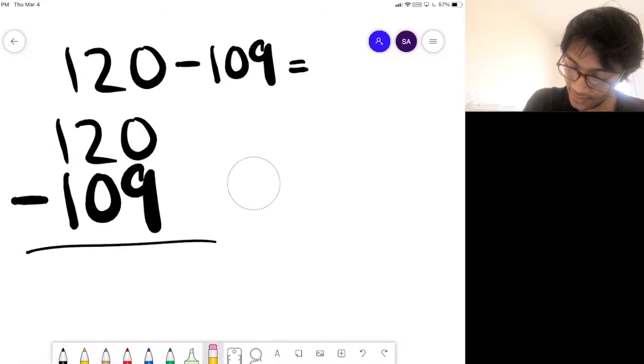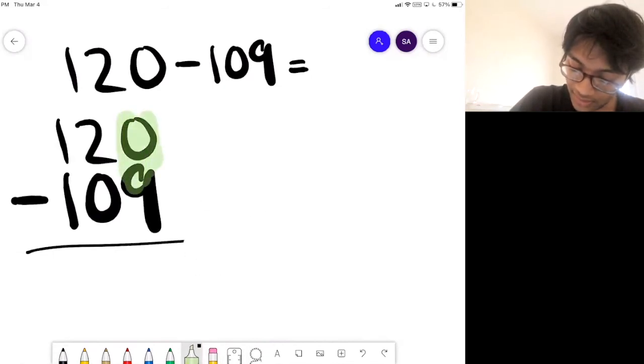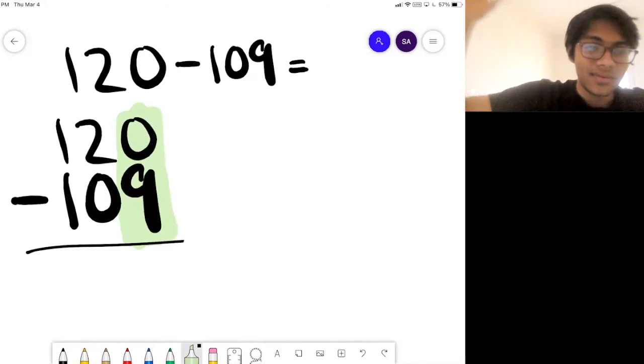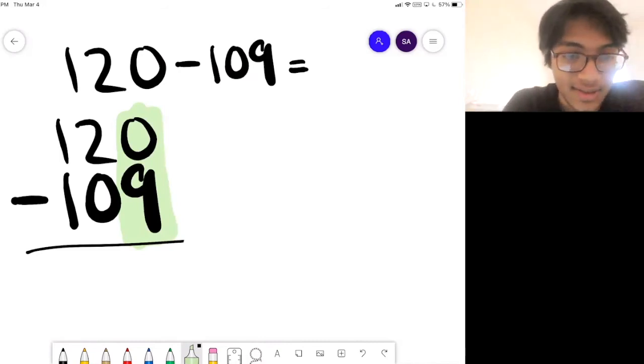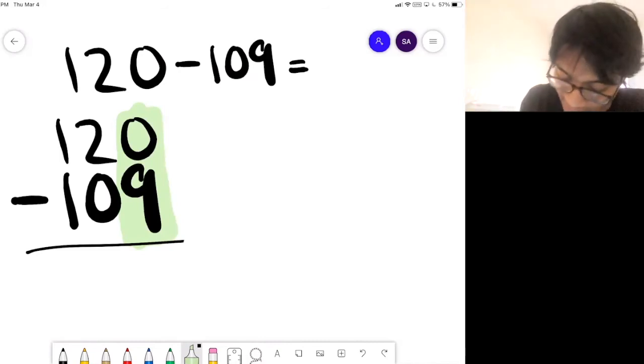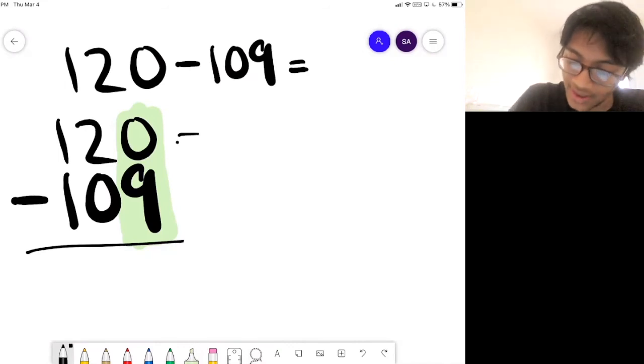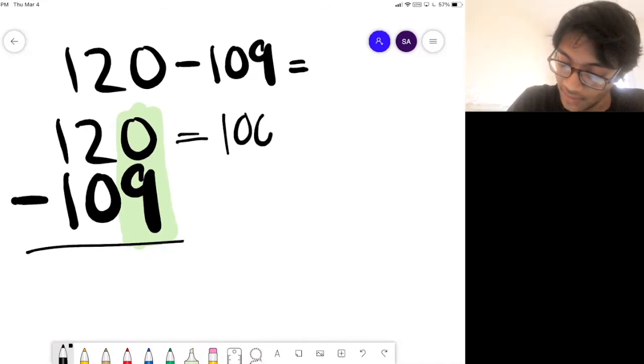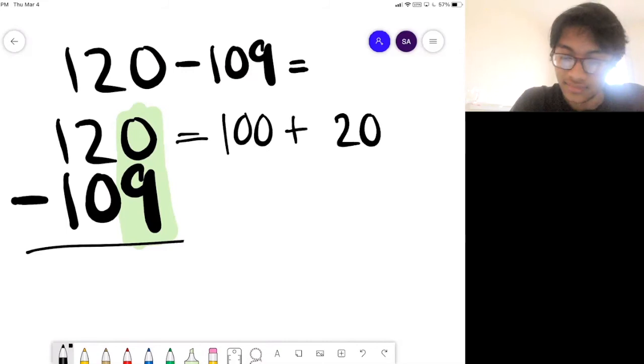erase anything I don't need. Look at my first column, and what do I have here? I have 0 minus 9. How can I do 0 minus 9? Oh no, I'm going crazy. But I'm not, I gotta expand these. 120 is the same as 100 plus 20 plus 0.